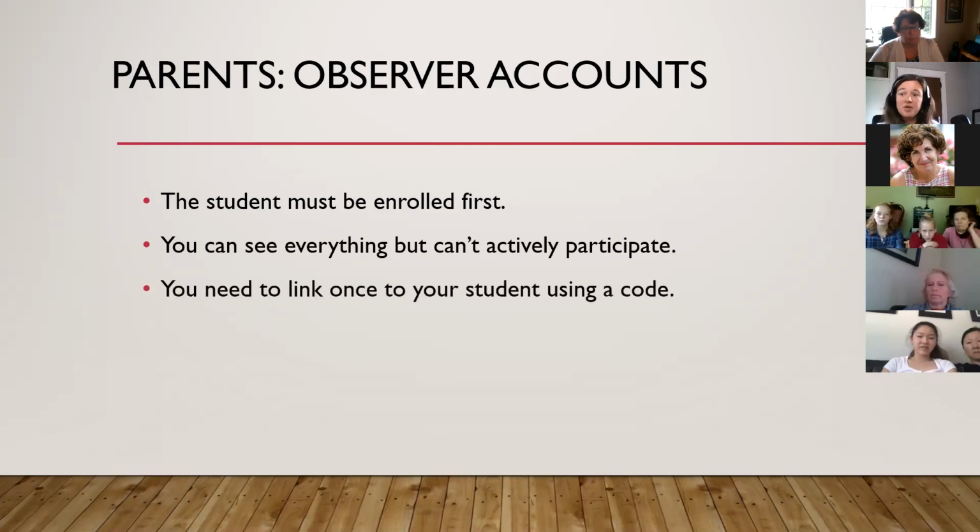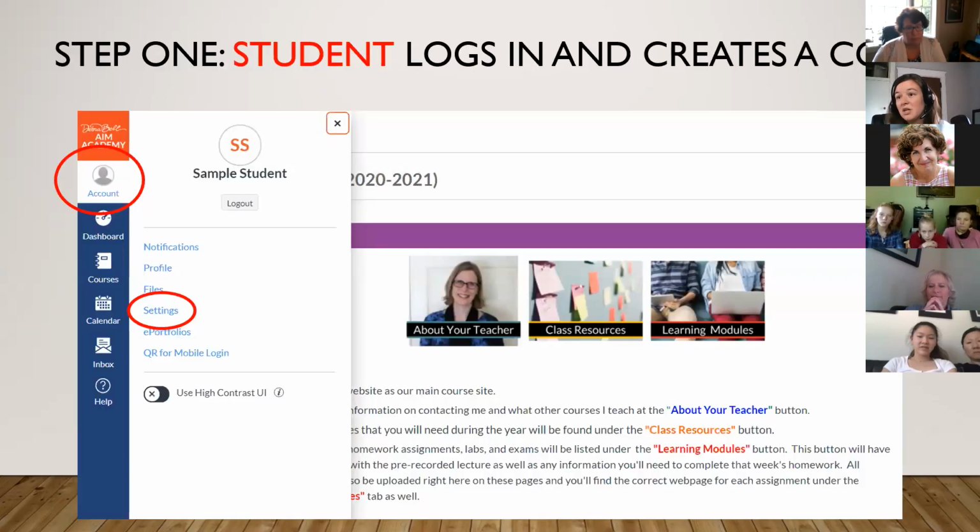What you're going to do is link one time using a code to your student, and then you are linked to them forever, and they cannot socially distance from you no matter what. So you're going to go through this process, and then next year, if you choose AIM Academy or if you add second semester classes, you don't have to do this process again. It's really beautiful. You just log on and look, there's French 2 and there's AP US History. It's great.